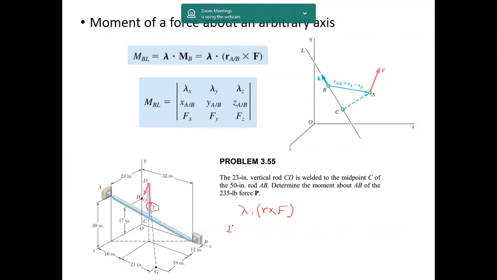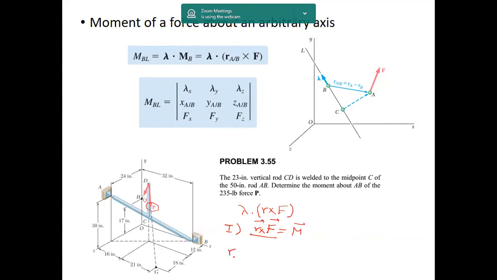So first you need to calculate R cross F, and this R cross F would give you a moment. The cross product is a vector, so this moment would give you a vector. This force would exert a moment about any point on this line AB. So I can pick any point here to calculate this R.